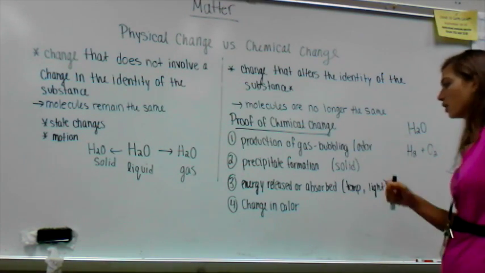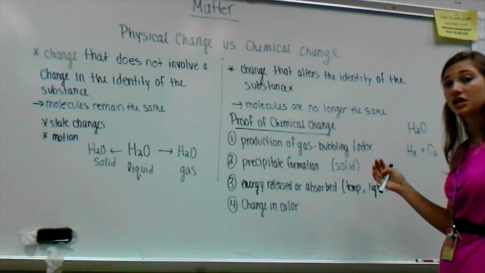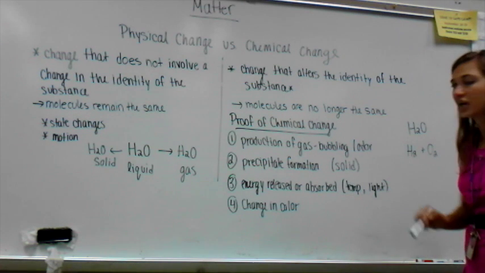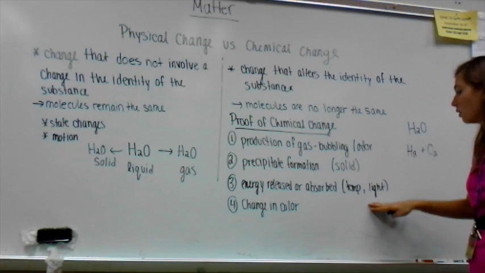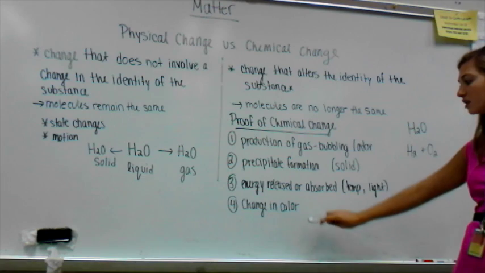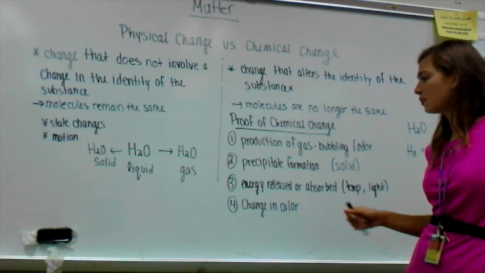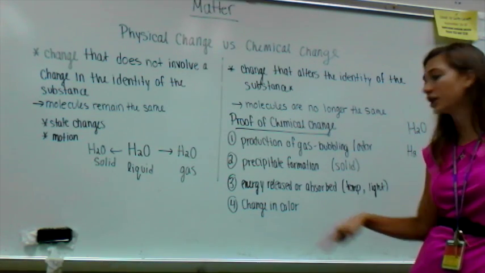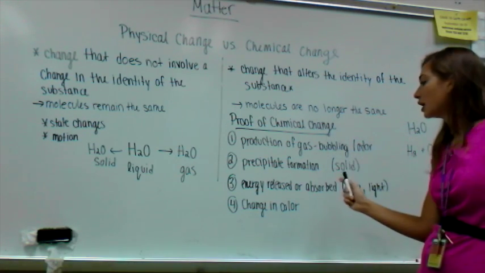Energy released or absorbed. Whenever a chemical reaction happens, energy is either taken in or given off. So we could record a change in temperature of the actual chemicals, or sometimes if energy is given off, we can see a light. Lastly, there can be a change in color. That usually pairs up with precipitate, because the precipitate that we form will usually be a different color than the two chemicals that were added together.